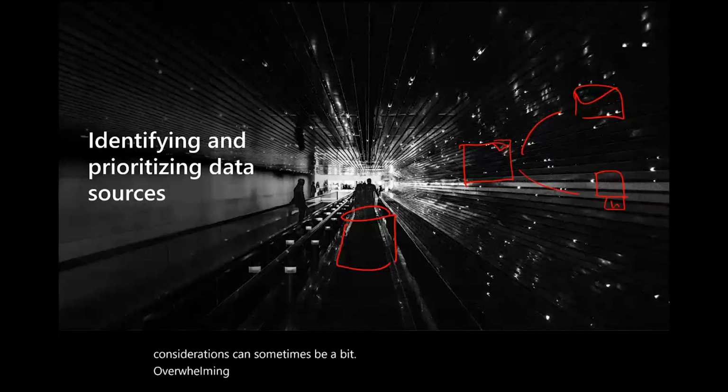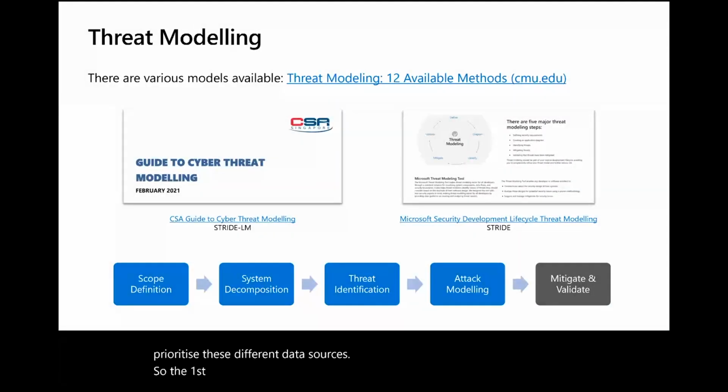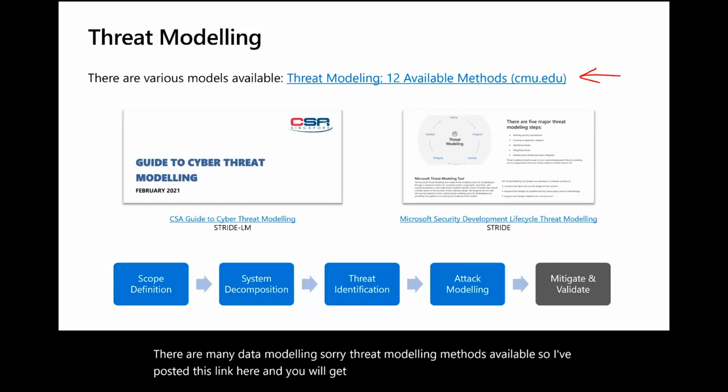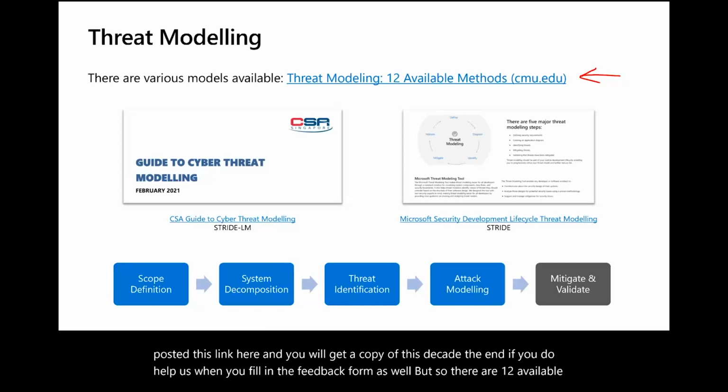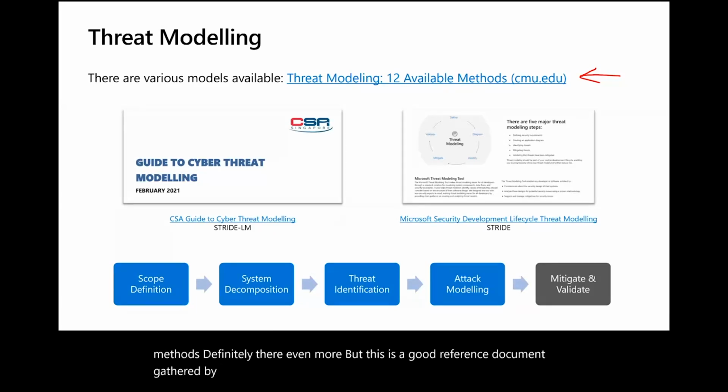And that's why it's very important for you to identify and prioritize these different data sources. So the first thing that would come to mind is doing a bit of threat modeling. There are many threat modeling methods available. I've pasted this link here, and you will get a copy of this deck at the end if you help us fill in the feedback form. There are 12 available methods. Definitely there are even more, but this is a good reference document gathered by CMU, which talks about PASTA, STRIDE, etc. Pick the one that's most relevant to you.